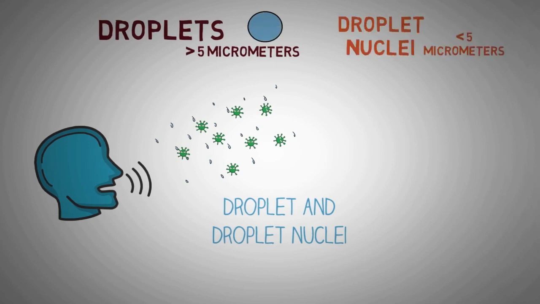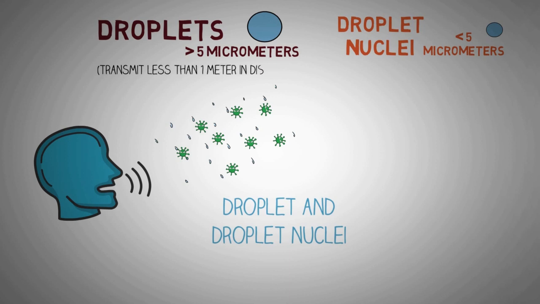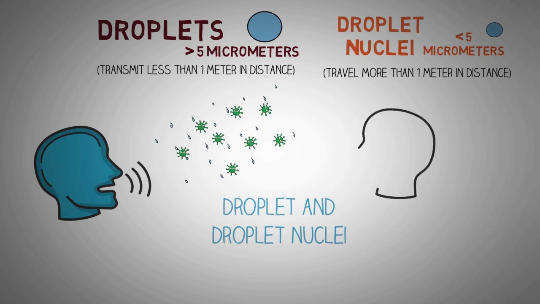Droplets which are larger in diameter fall rapidly to the ground under the influence of gravity and therefore are transmitted only over a limited distance of less than 1 meter. Droplet nuclei, on the other hand, are less than 5 micrometers in diameter and hence can remain suspended in the air for significant periods of time and can be transmitted over distances greater than 1 meter. These droplet nuclei are then inhaled by another person who gets infected by the virus.